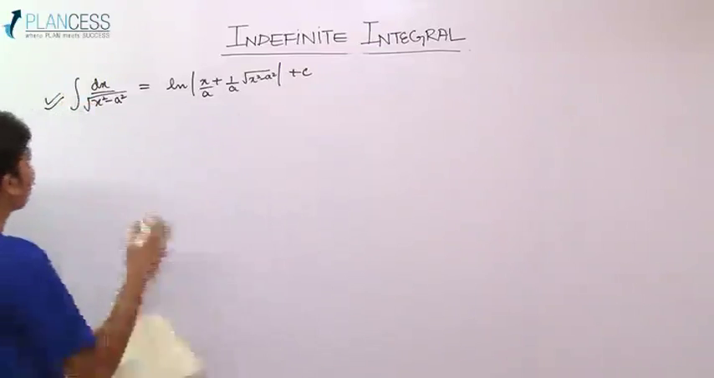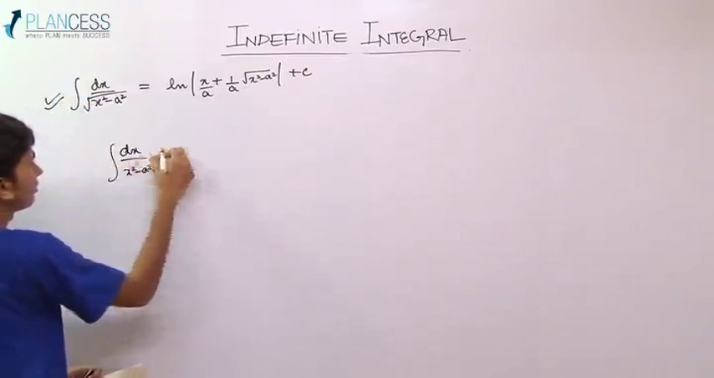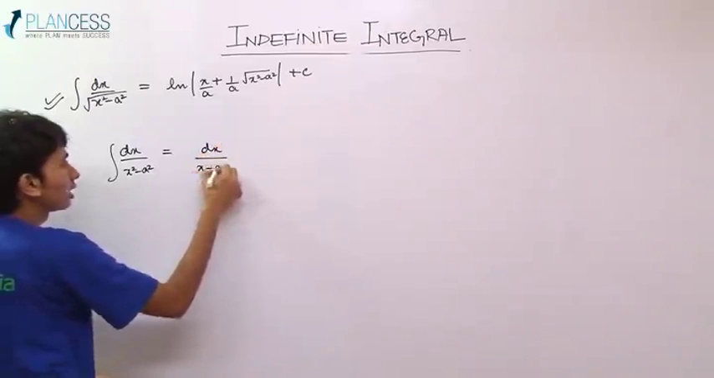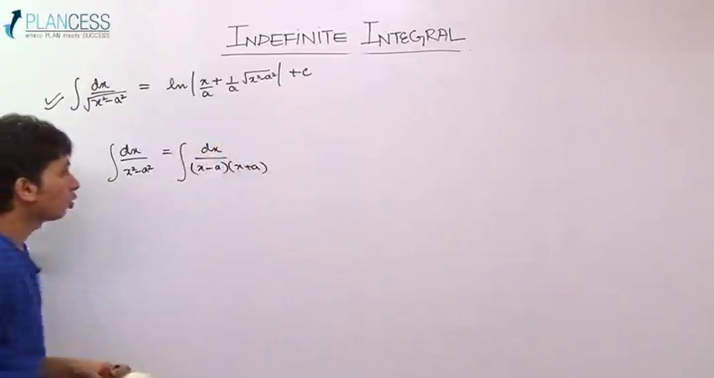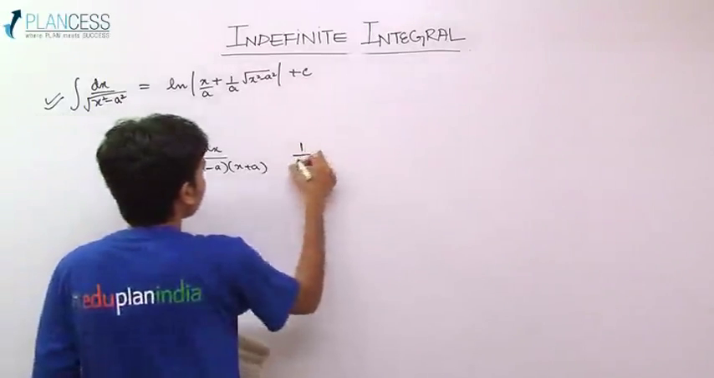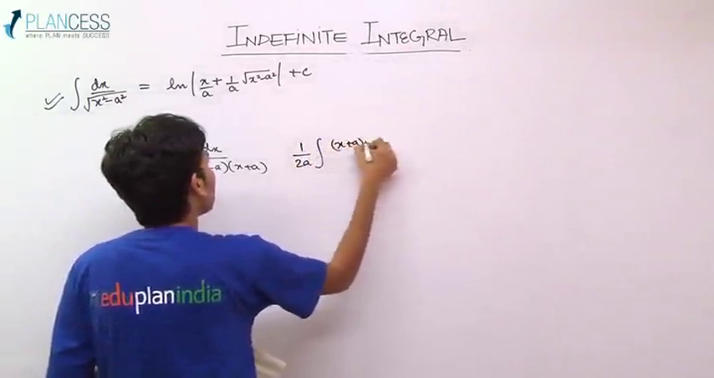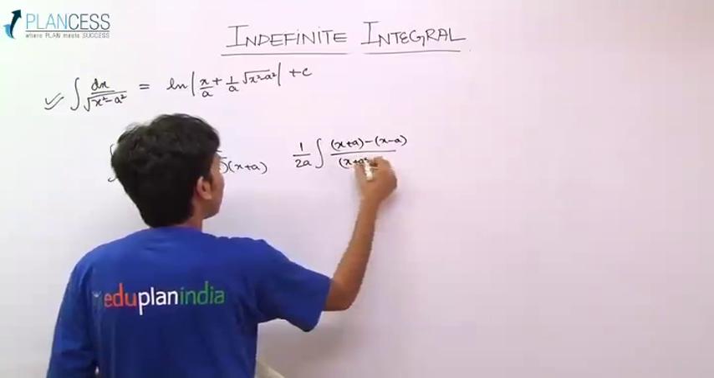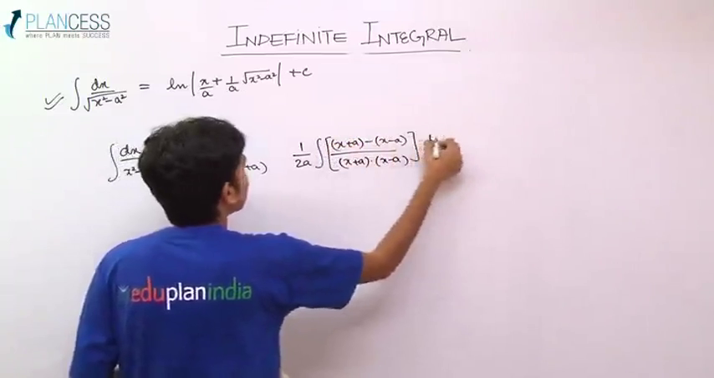Okay, the final one is the integral of dx upon x square minus a square. So this thing can be written as dx upon x minus a, x plus a. Okay, so with a little trick or thinking, you can see that if I multiply and divide by 2a, which can be written as x plus a minus x minus a, over x plus a into x minus a, and this entire thing is this.